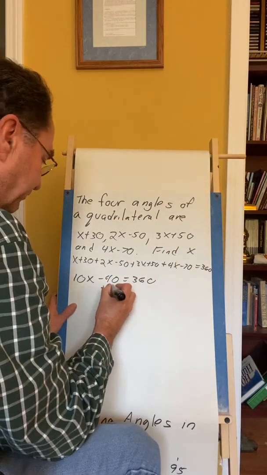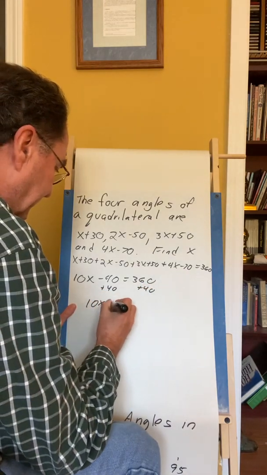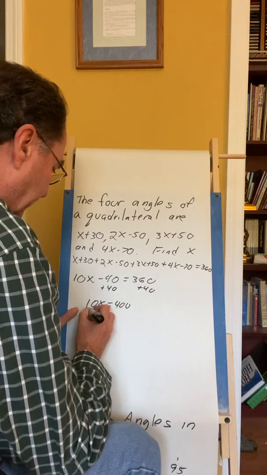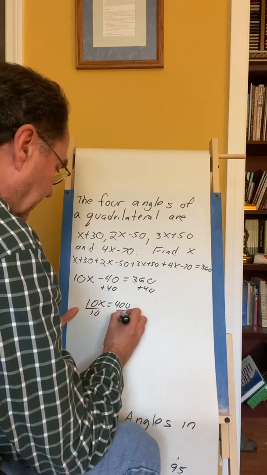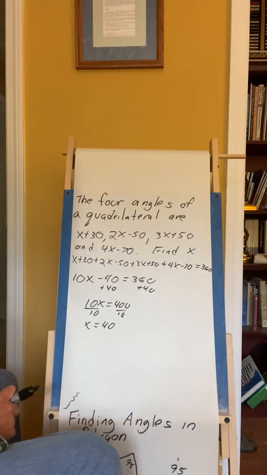So let's add 40 now. We get 10x is 400. When we divide by 10, we get x is equal to 40. Okay, so x is 40.